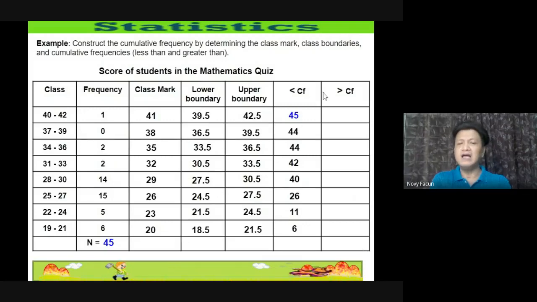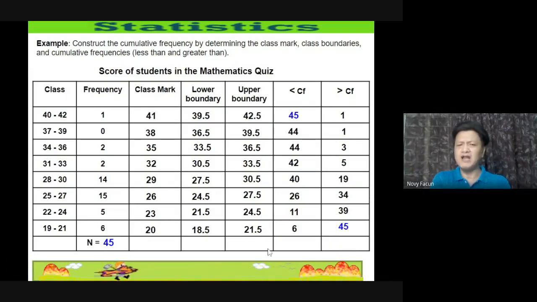Okay. How about the greater than cumulative frequency? Dito ka naman mag-start sa taas. Pababa naman tayo. That is pa-reverse. Kaya kopyahin mo ulit yung 1 dito sa ating frequency. Kaya that is 1. Then 1 plus 0, 1 pa rin. Then 1 plus 2, that is 3. Then 3 plus 2, that is 5. Then 5 plus 14, 19 yon. Then 19 plus 15, that is 34. Then 34 plus 5, that is 39. Then 39 plus 6, that is equal to 45.